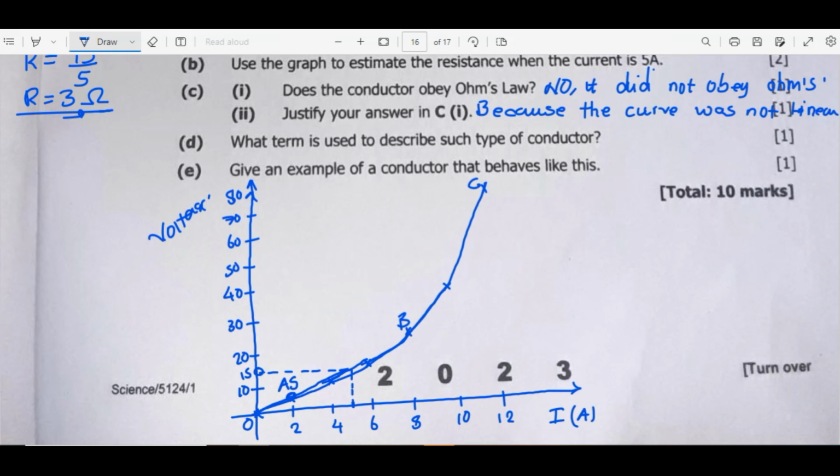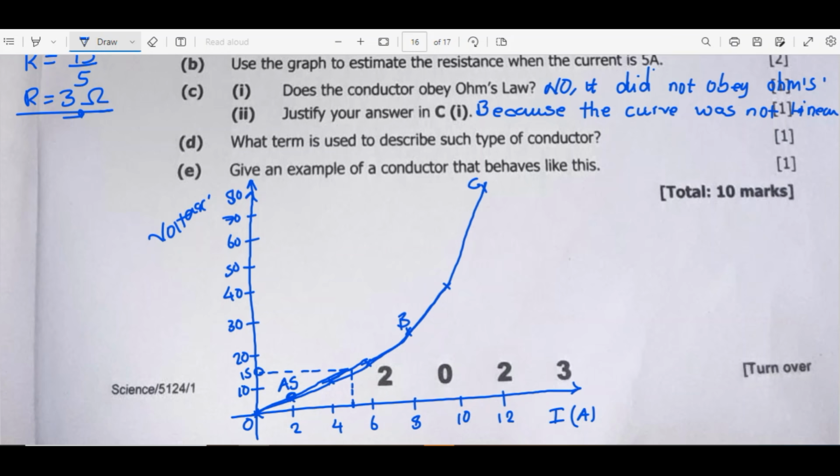So Ohm's law cannot be obeyed if the temperature of a conductor is changing after you switch on that electrical appliance. As long as it's changing, then the resistance will also change. And we now can conclude by saying it is not obeying Ohm's law.